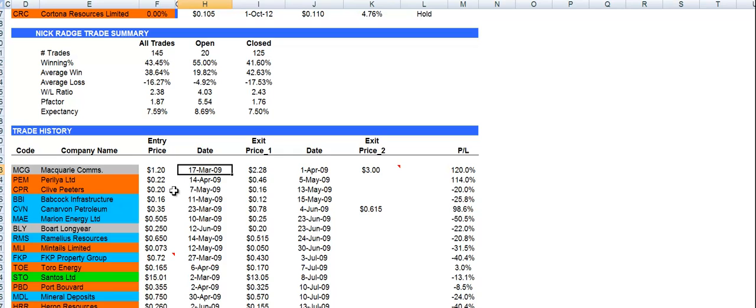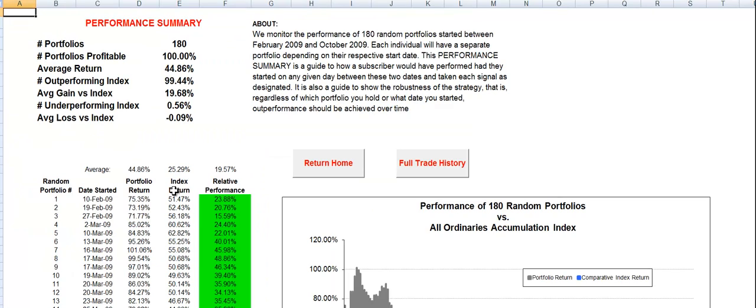Let's move and have a look at some of the performance summaries. As part of the transparency, we showed my own portfolio and the positions it's held since the period. However, we do also look at 180 random portfolios for the same period of time. That gives us a good expectation if you started at a completely different day, what your portfolio return would possibly be during that period. So here you can see we've got 180 portfolios.